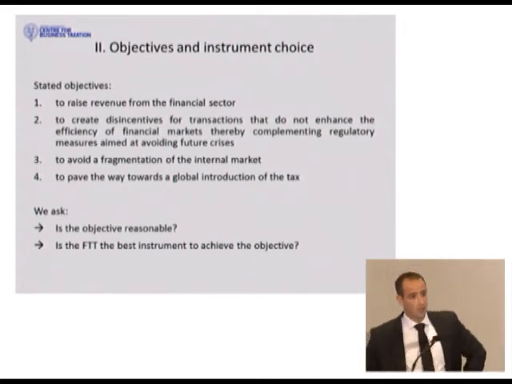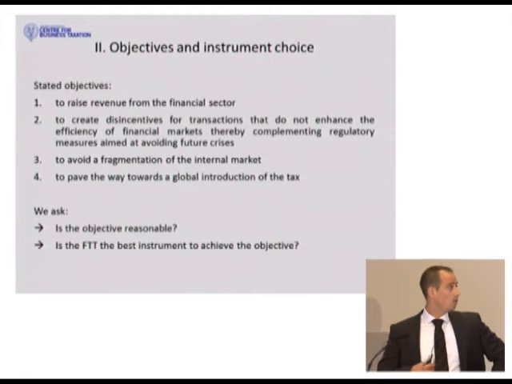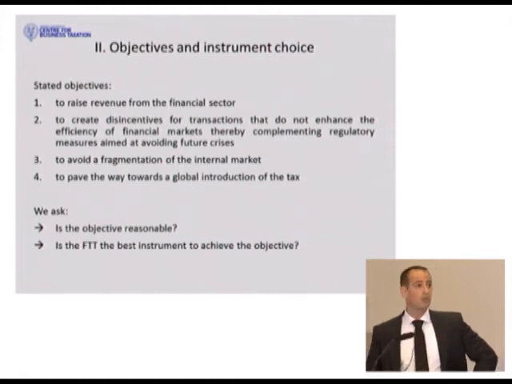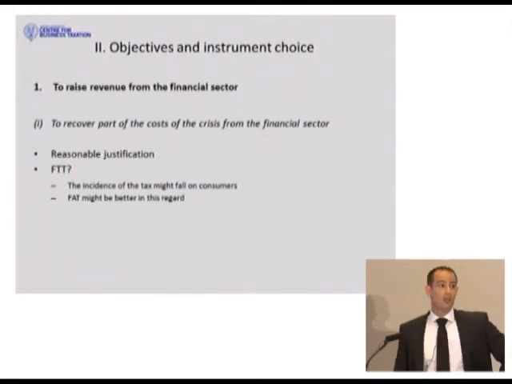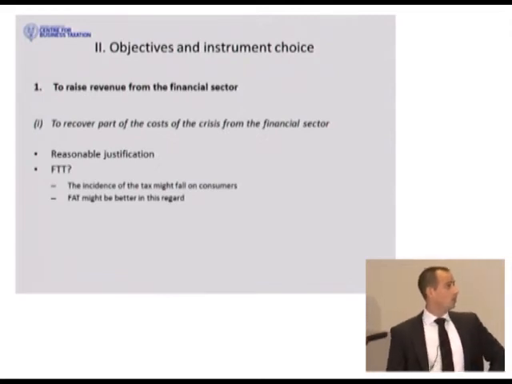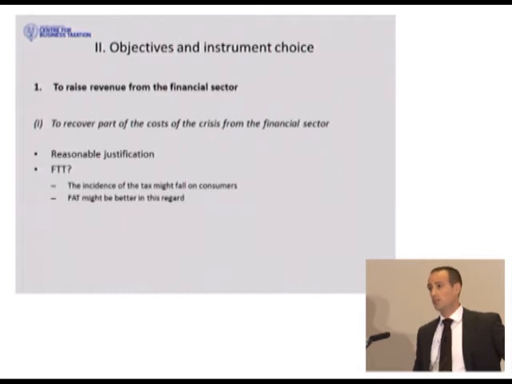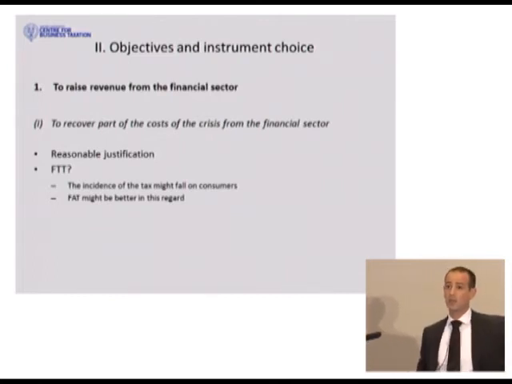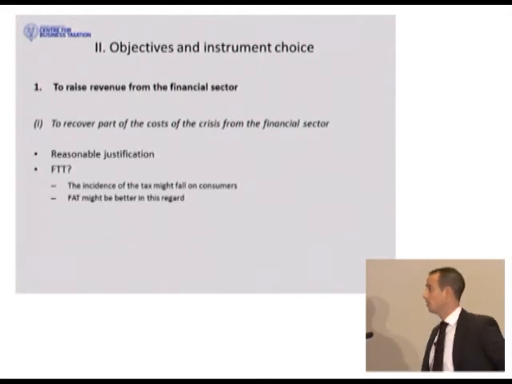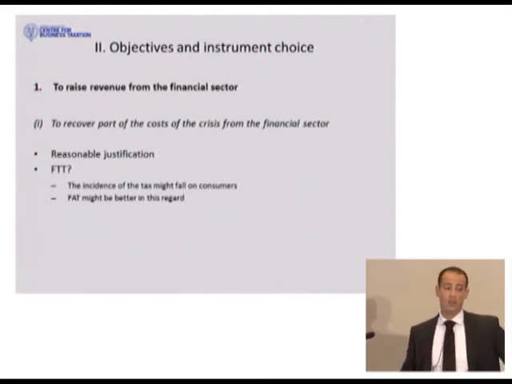And just to give you a warning beforehand, I'm going to spend most of the time on the first objective. Okay, so the first objective is that of raising revenue from the financial sector. And the Commission actually gives three reasons why we might want to raise revenue from the financial sector, and I'll go through each in turn.